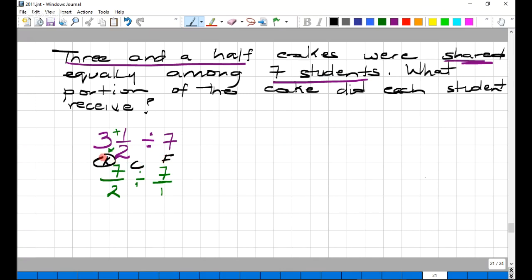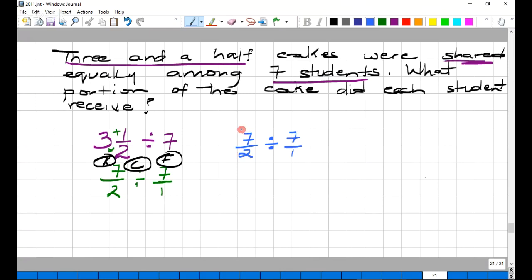Why do we need to keep, change, and flip? Because division is... I don't remember. Anybody want to help him? Anybody remember the little saying? A fractional division problem is simply a what? Multiplication problem in disguise. So let's keep this 7 over 2.